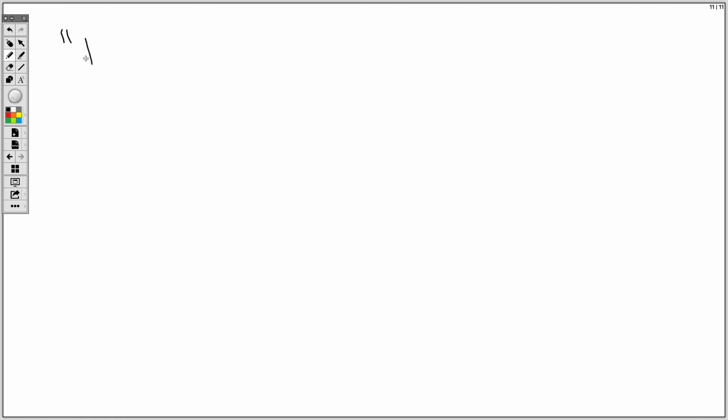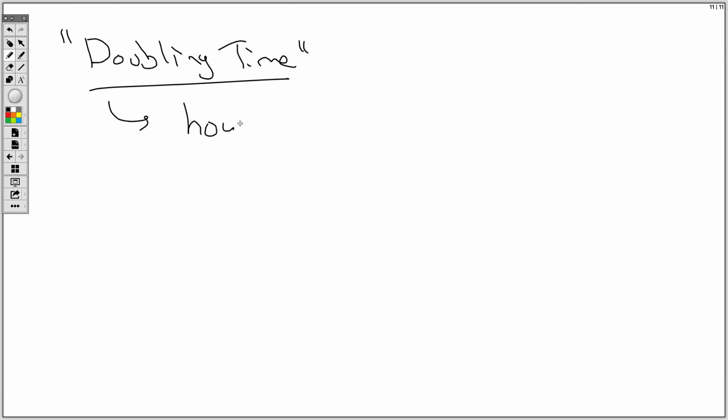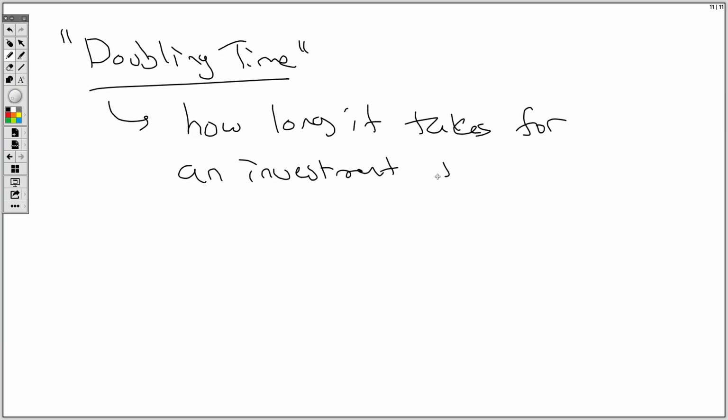Doubling time is a convenient way to describe how good an investment is. You can look at the interest rates all day, 5%, 7%. Well, clearly 7% is going to be better than 5%. But doubling time kind of takes it to the next level. So doubling time is how long it takes for an investment to double.